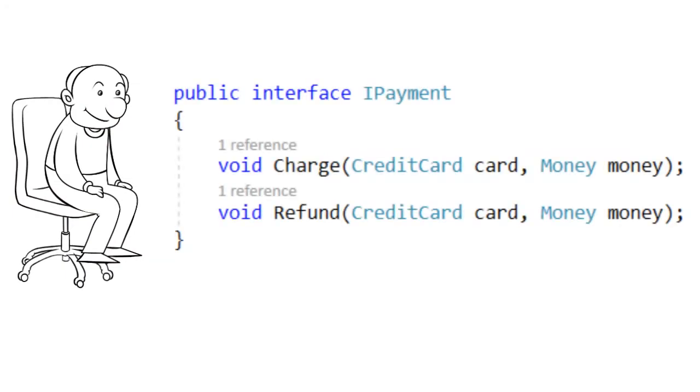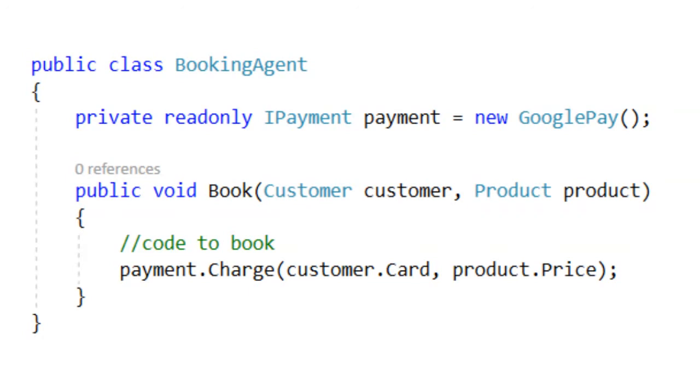Let's take the same example from our previous video where we had IPayment interface. Now let's try to consume this interface into different entities. The first place where we will consume IPayment interface is Booking Agent, which provides a booking experience and does some charging based on the booking. So let's say we had Google Pay, which implements IPayment interface. So Booking Agent created an instance of Google Pay and started consuming that interface.